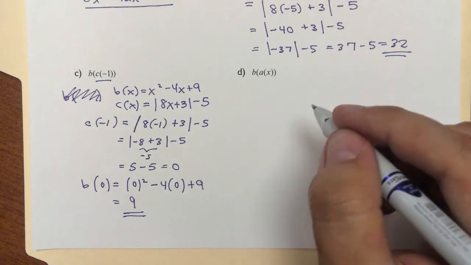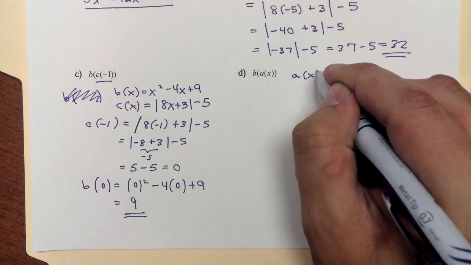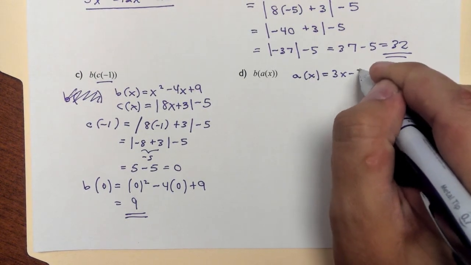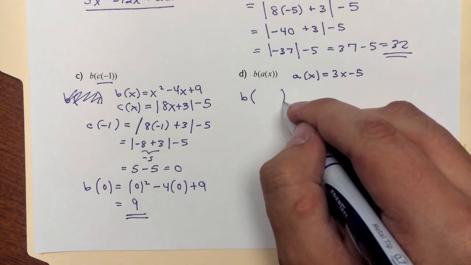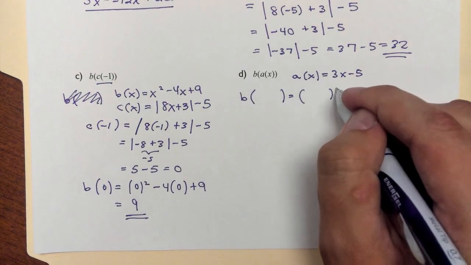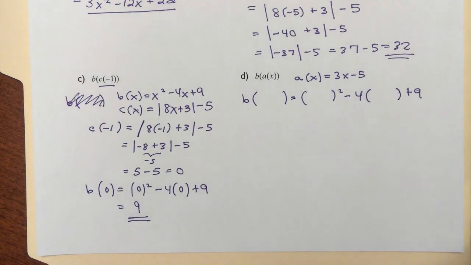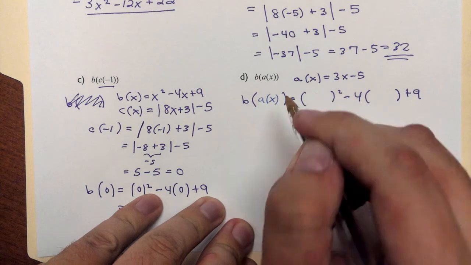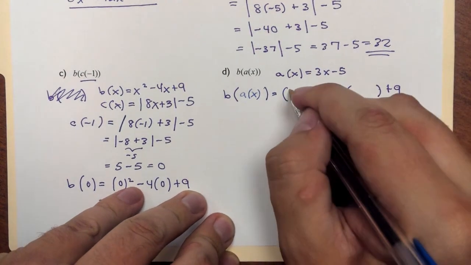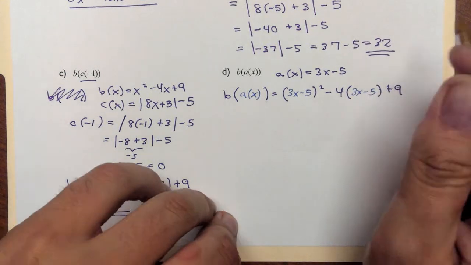All right, in D, b of a of x. So you're putting the actual rule for a of x, which is 3x minus 5, into b, which we have right here. So b is x squared minus 4 times x plus 9. But what is going in place of x? A of x is what's going inside. So here, 3x minus 5, 3x minus 5.